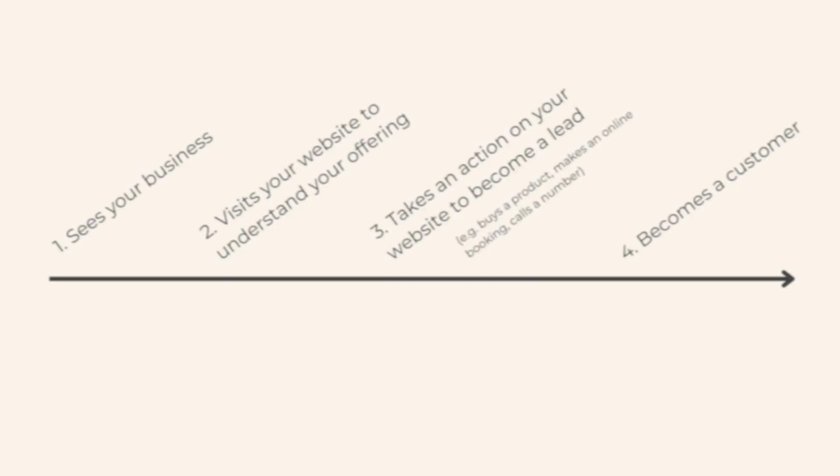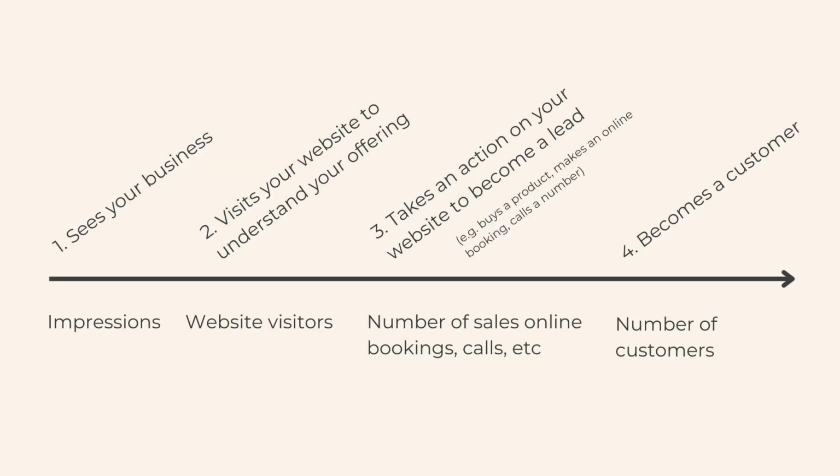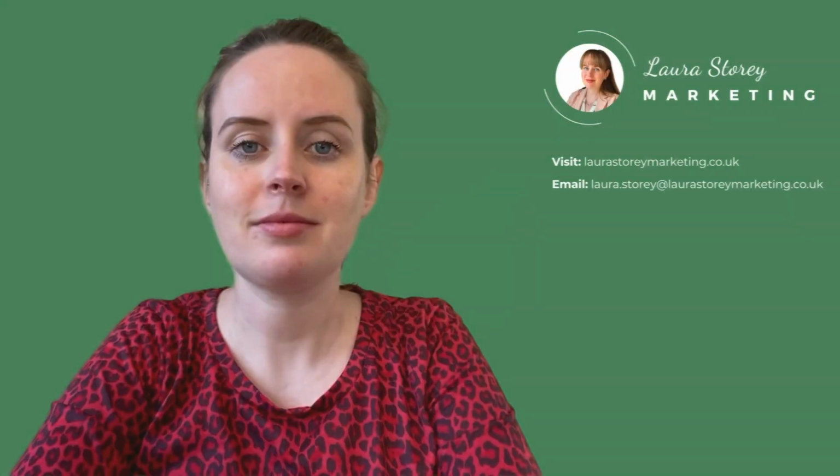Then you need to think about how you would measure each of those steps. So with the example that I've just given, firstly, you could measure the number of people seeing your business by number of impressions. Secondly, you would look at website visitors. Thirdly, you would look at things like the number of sales, online bookings, etc. And lastly, number of new customers. These then form the basis of your digital marketing objectives.